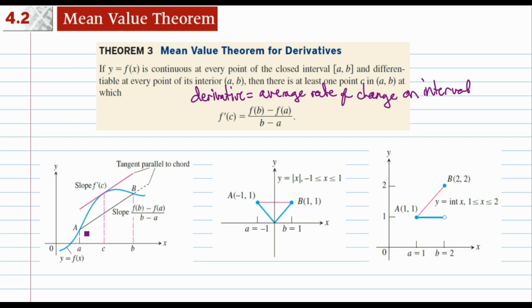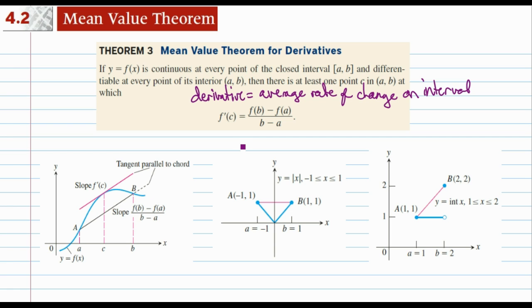So for example, look at this first picture here. We start at a and b and find the slope there. Let's call that slope, I don't know, 2, fine. Well then, the derivative at c is also 2, so the tangent line would be parallel to the chord connecting a and b.